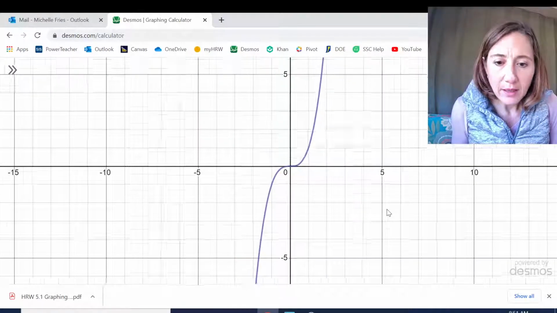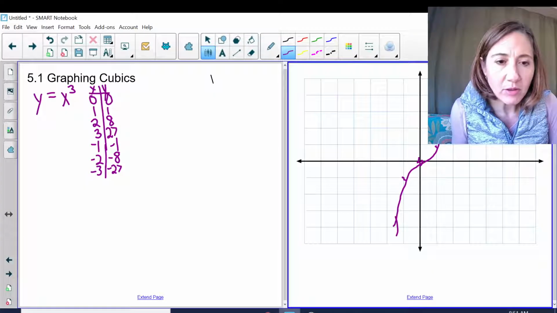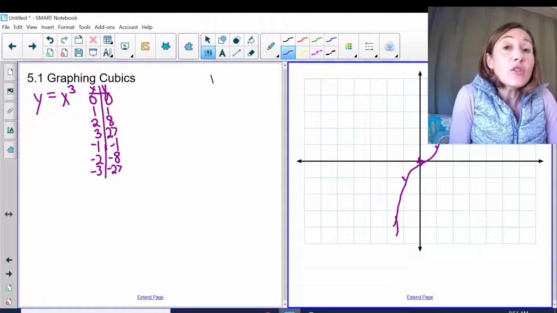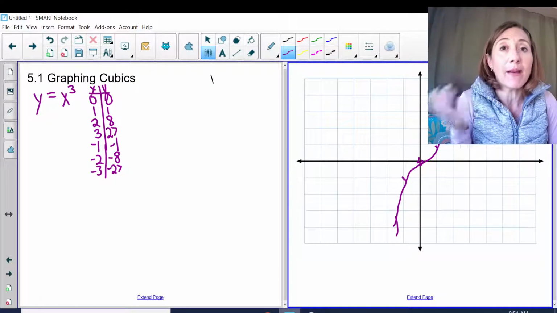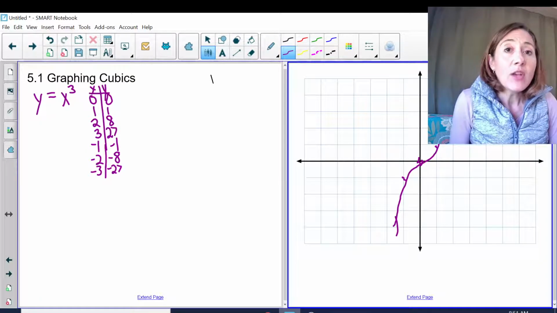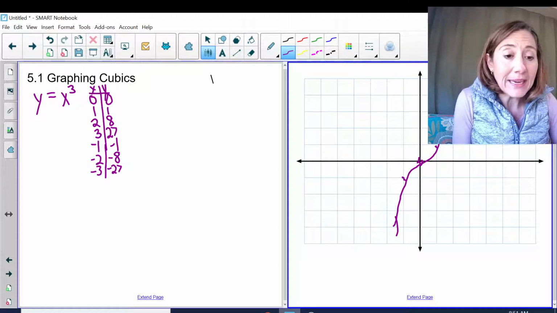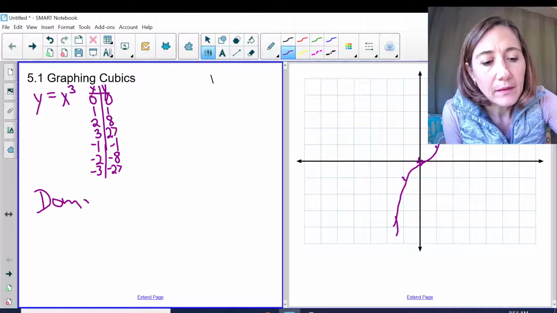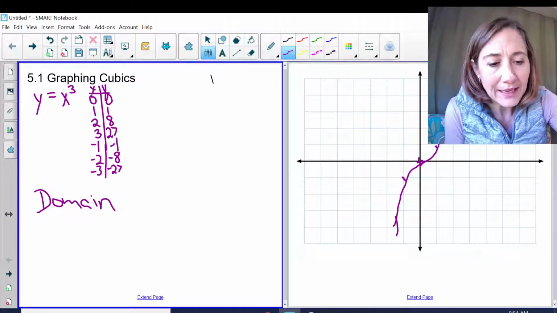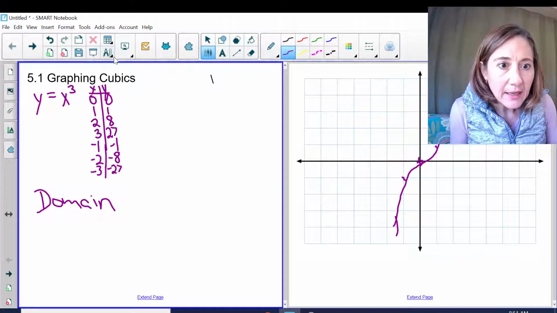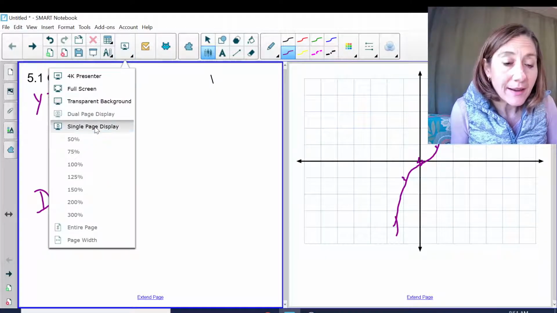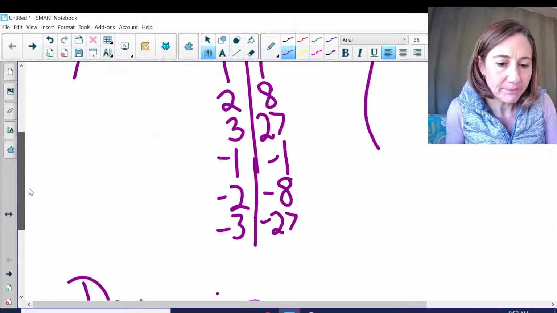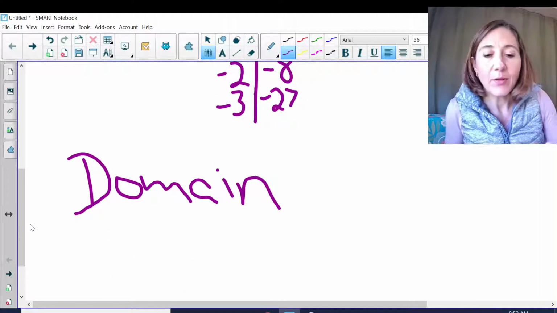Okay, let me go back over here to Smart Notebook. So since this is a new parent function, we should talk about some of the characteristics, those big ideas that we visit whenever we have a function to deal with. So one of those questions is domain. So what would the domain of this be? My writing is bad when I have it split screen. Let me go back. It's always bad. But we'll go back to this view. So the domain.